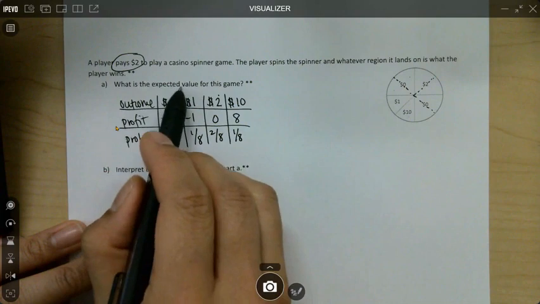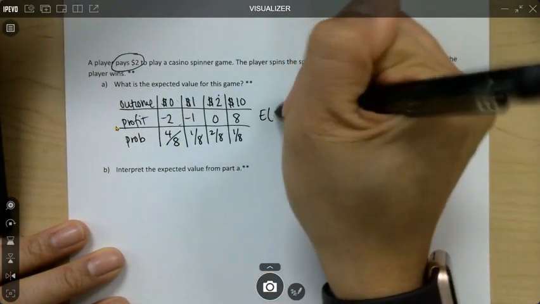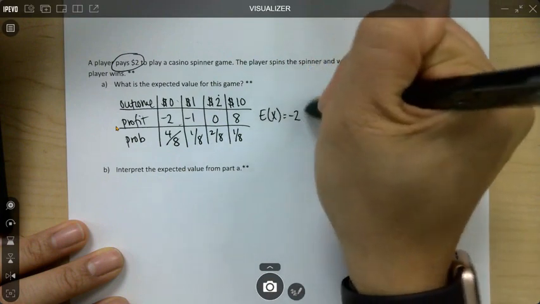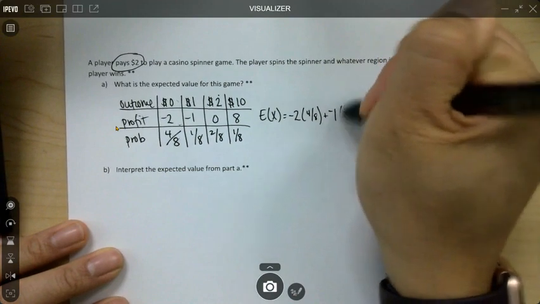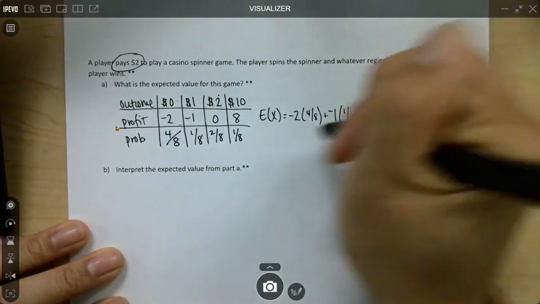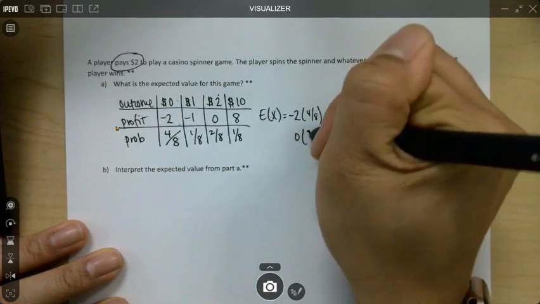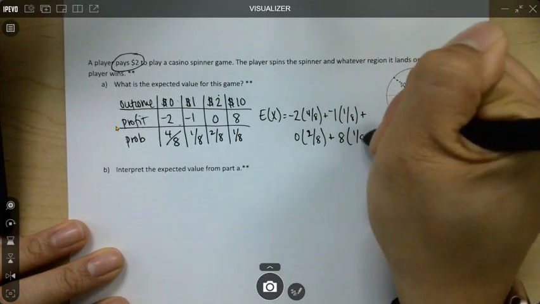So now to calculate the expected value, we're going to multiply the profit times the probability. So it's going to be -2 times 4 over 8 plus -1 times 1 over 8 plus 0 times 2 over 8 plus 8 times 1 over 8.